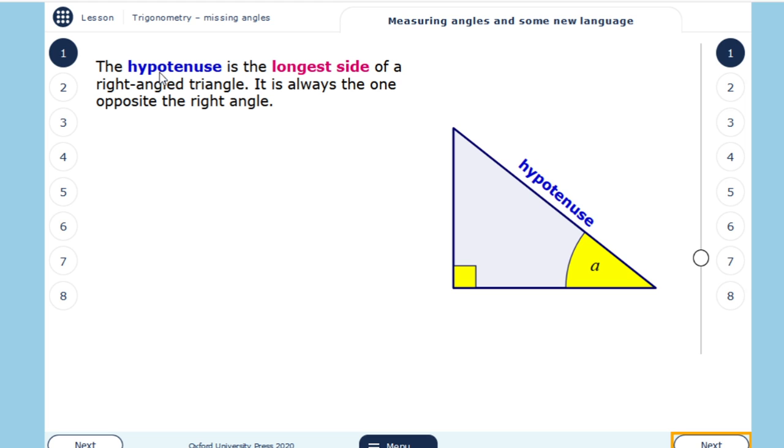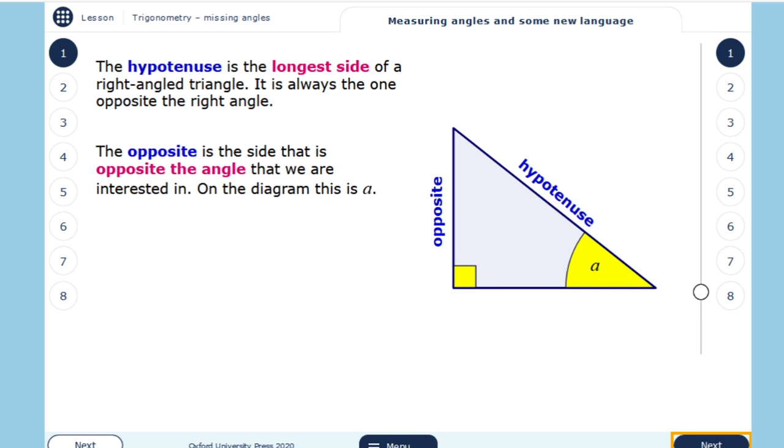Now, when I have a right angle triangle, the hypotenuse is the longest side of a right angle triangle. It is always the one opposite the right angle. So if you have the right angle, opposite is always the hypotenuse.